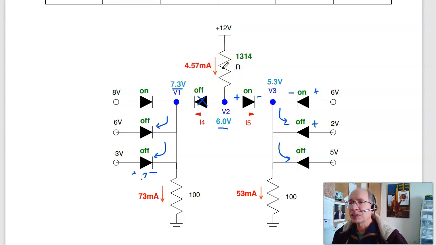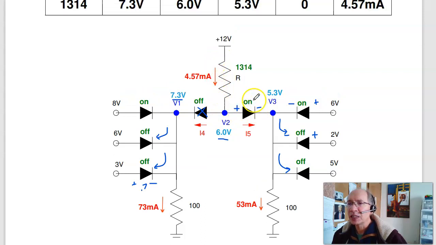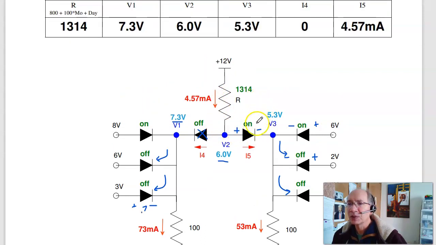Conservation of current says current in equals current out. This current has no place to go except right. It's got to go right, so that's I5, 4.57 milliamps. 53 milliamps is made up of this current plus the current from the 6 volt source. So this is the remainder, 53 minus 4.7, 48.4 milliamps. It wasn't asked for, but if you're curious, that's what that current is.